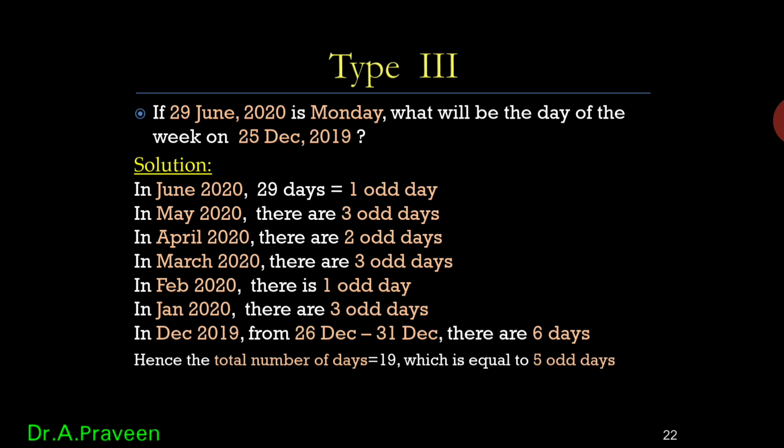So the answer is, that means 25th December 2019 will be 5 days before Monday. Before Monday means Sunday, Saturday, Friday, Thursday, Wednesday. So if 29th June 2020 is Monday, then 25th December 2019 will be a Wednesday.